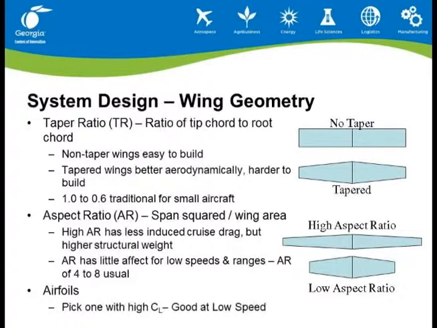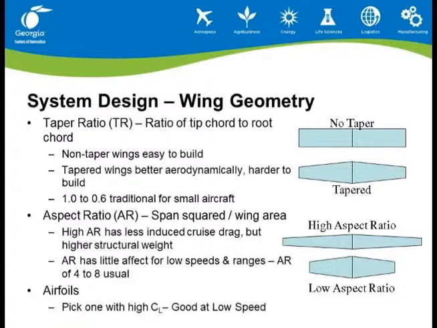Non-tapered wings, they look like a big Hershey bar. They're very easy to build. All the wing ribs, all the structure is the same at the root as the tip. You can build a no-taper wing very, very quickly. Tapered wings, however, are better aerodynamically, but they're harder to build because every one of those wing ribs on one side is different. So you mirror them on the other side, so you're making two of each rib, but you're making lots of different wing ribs, the structure in there, and it's harder to build.